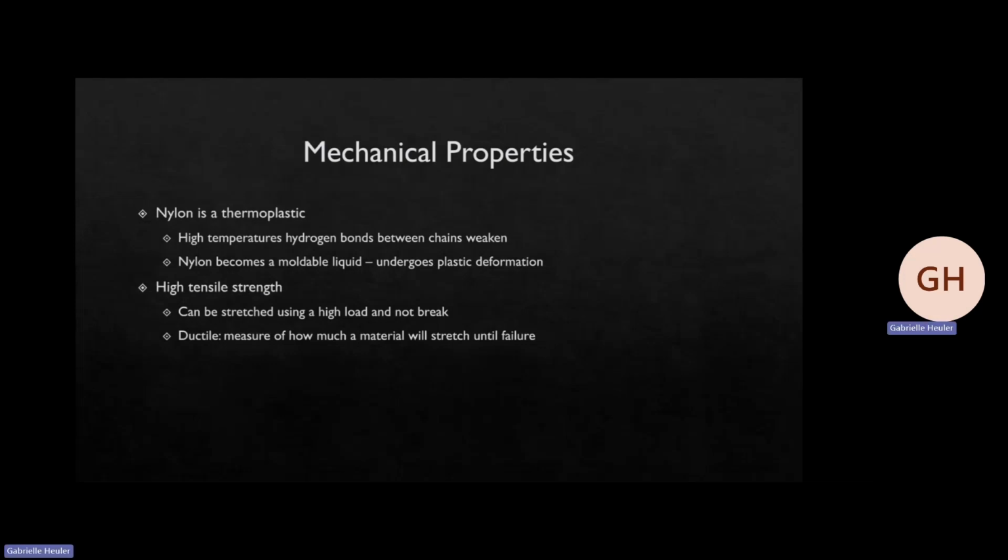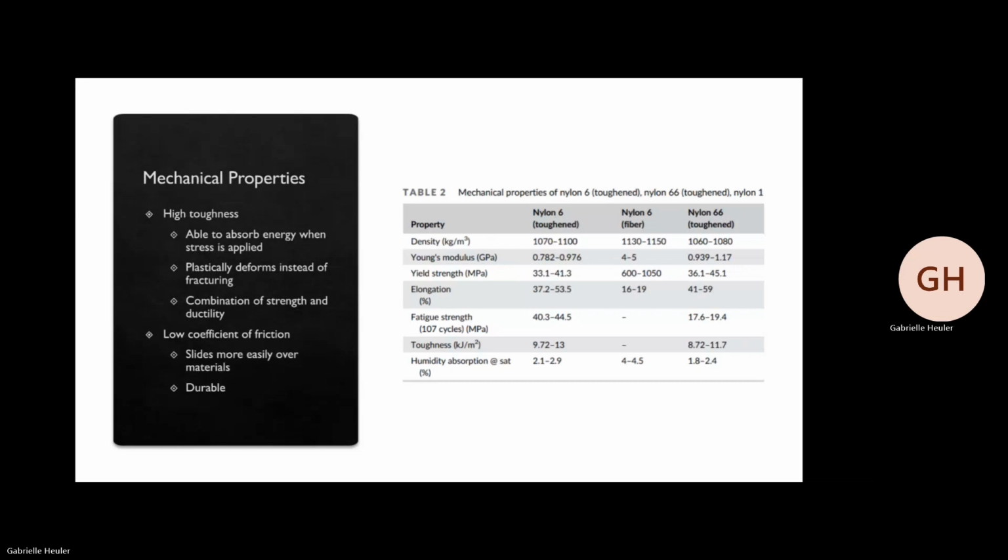Ductility is a measure of how much a material will stretch until failure, so it is directly related to tensile strength. And since nylon has a high tensile strength, it will be ductile as well. Nylon also has high toughness, so it is more likely to undergo plastic deformation than fracturing because it can absorb energy when stress is applied.